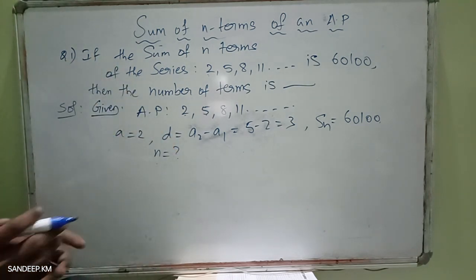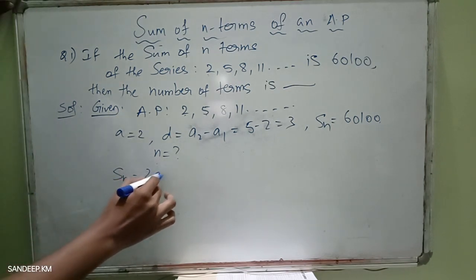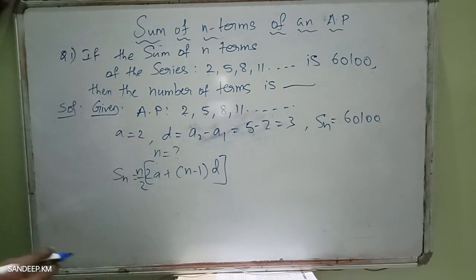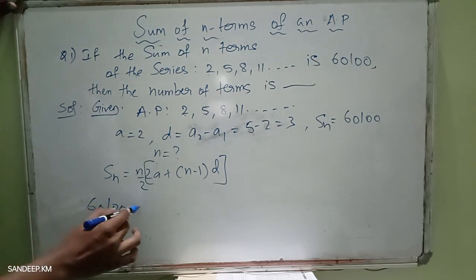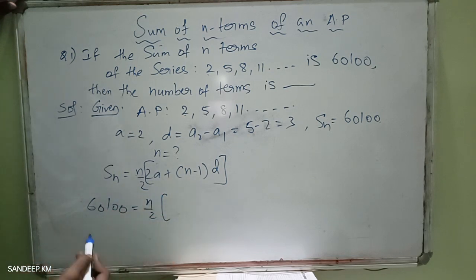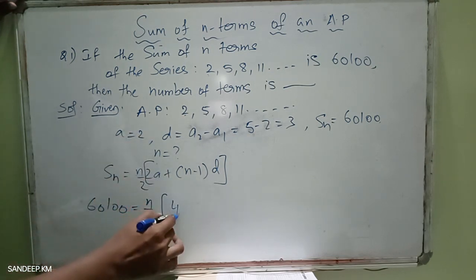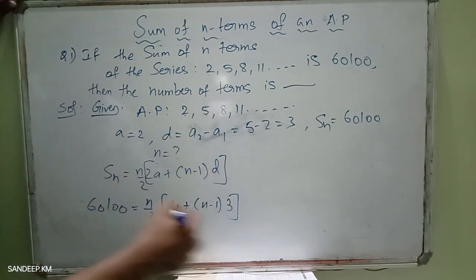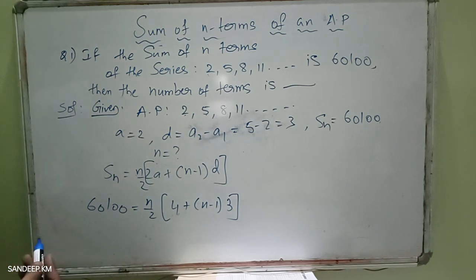So let us take the formula itself: Sn is equal to n by 2 into 2a plus n minus 1 into d. Sn we know is 60,100. n we are supposed to find. So 2a, 2 times 2, will be 4, plus n minus 1 into the common difference 3. If we simplify this, we will get a quadratic equation in terms of n, and factorizing it, we will get the two different values of n. So let us continue solving this.